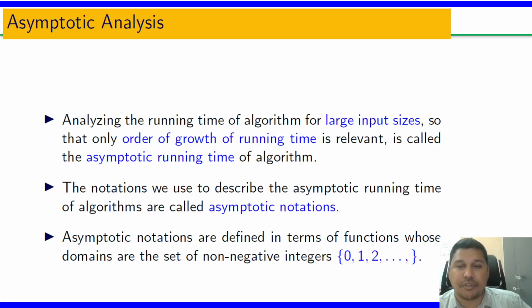We will see more number of questions. Trying to analyze the running time of the algorithm with respect to the order of growth is called asymptotic analysis. And we use some notations here. Those notations are called asymptotic notations.